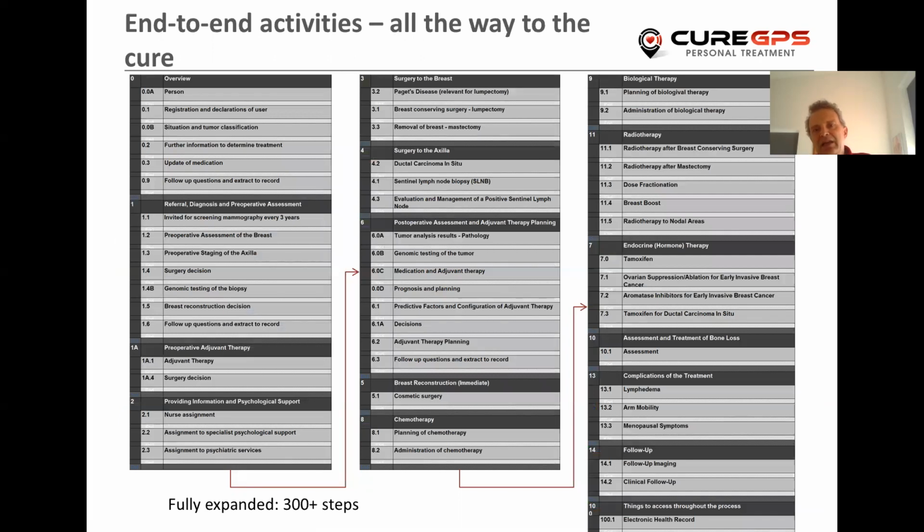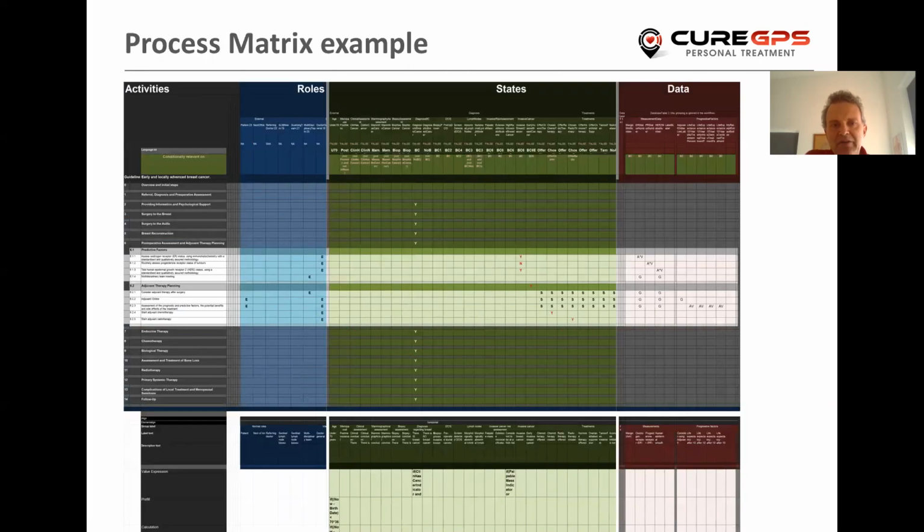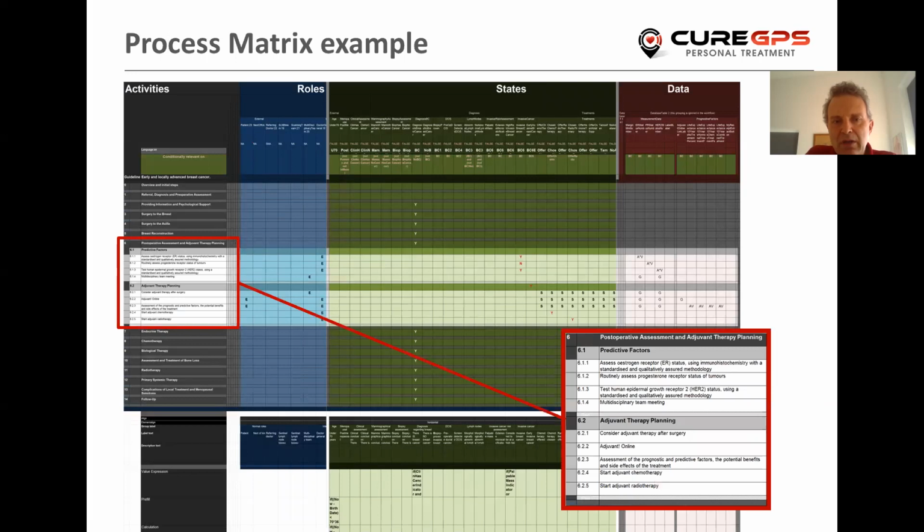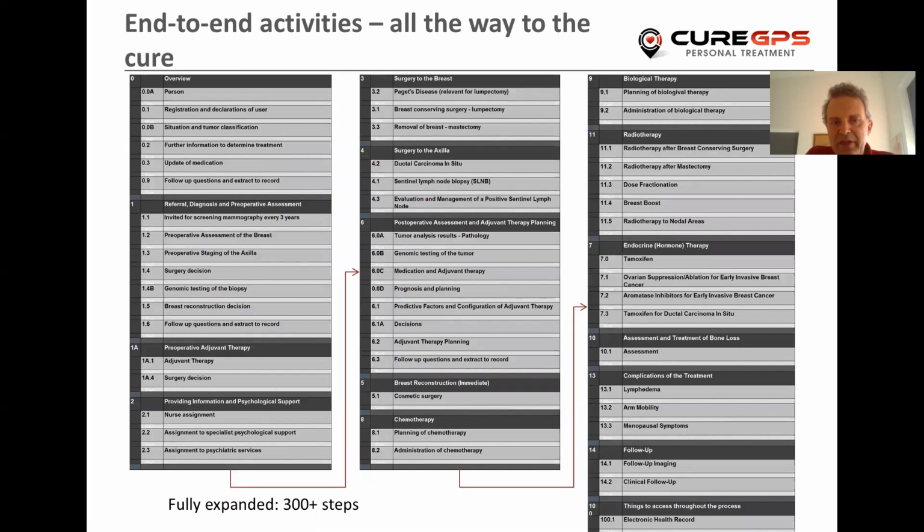If we expand the left-hand part of it, we've only expanded one. If we expand them all, we get to this. Remember that underneath each line here, there are several activities. So these are just the groups inside the phases. So you can see the more than 300 steps there, of which 250 go into the treatment plan for any patient.